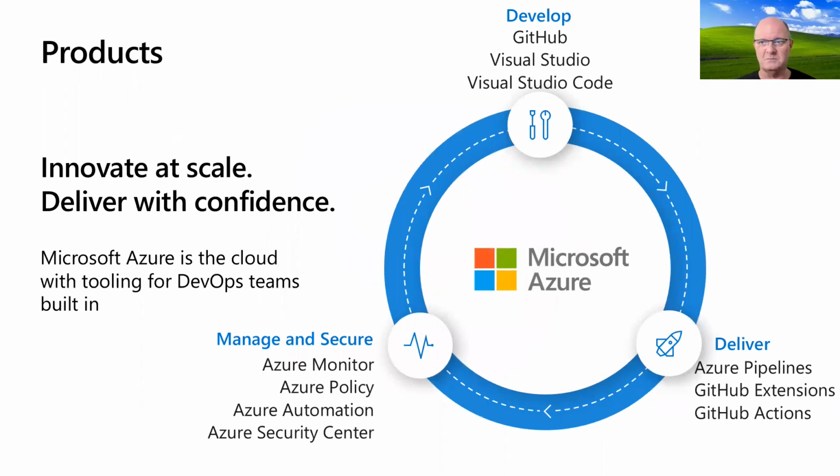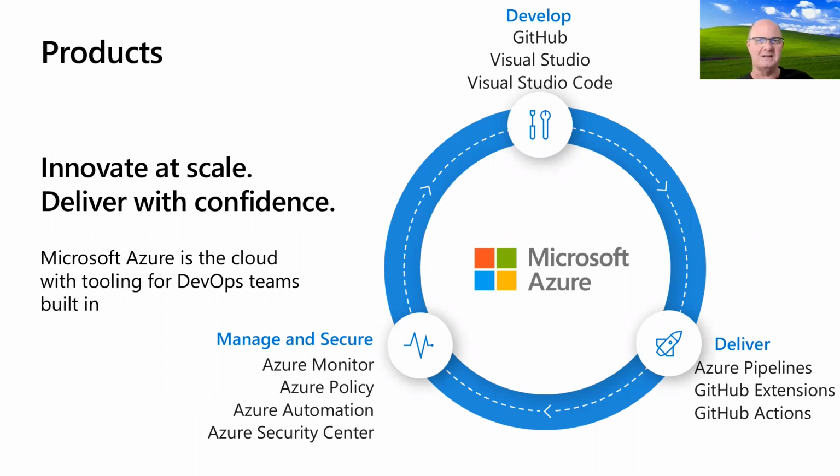Products is where you support the people and the processes. So in this case, I work for Microsoft. We're going to talk about Azure products, but there are some other products of the cloud vendors as well. For development, we have GitHub, Visual Studio, and Visual Studio Code. And for delivery, we have Azure Pipelines, Extensions, and Actions. And today I'm going to focus on GitHub Actions, but I'll talk a little bit about the others as well in a bit. And managing and securing. So we have Azure Monitor, which allows you to monitor things.